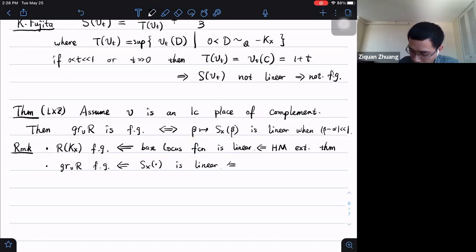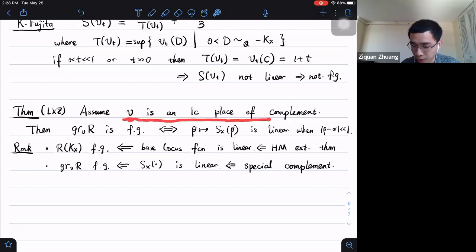In our example, this will come from something very different. Maybe next time, or hopefully at the end of today, we will introduce the notion of special complement. The statement will say something like: if you assume a little bit stronger that this valuation is a log canonical place of a special complement, then this Asym variant is actually linear. That's the birational input to guarantee this finite generation. Of course, in this area, we already need BCHM. Basically, the induction is all taken care of by BCHM.